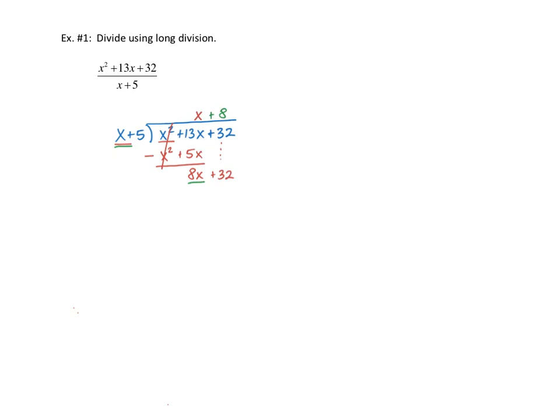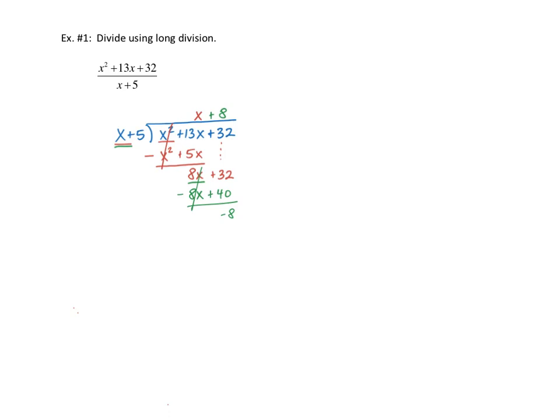That was a divide. So after we divide, we multiply. 8 times x plus 5. So 8 times x is 8x. 8 times 5 is 40. And then we subtract. 8x minus 8x, those terms cancel. 32 minus 40 gives us a negative 8.